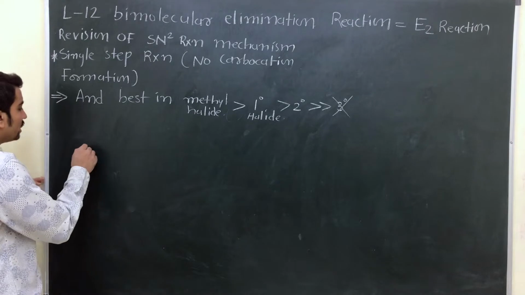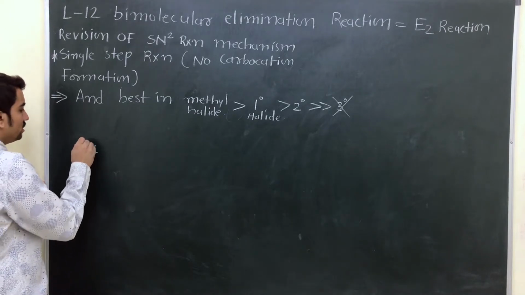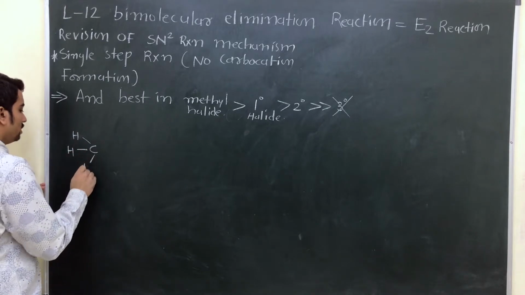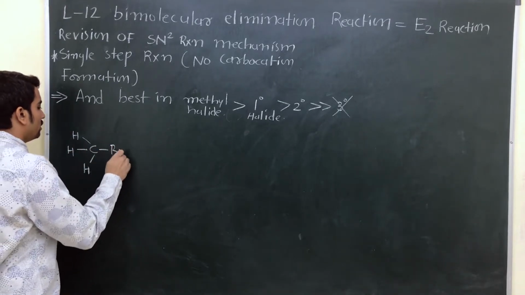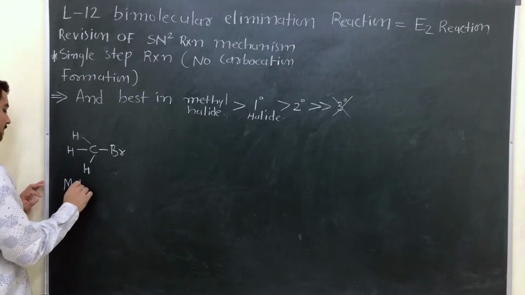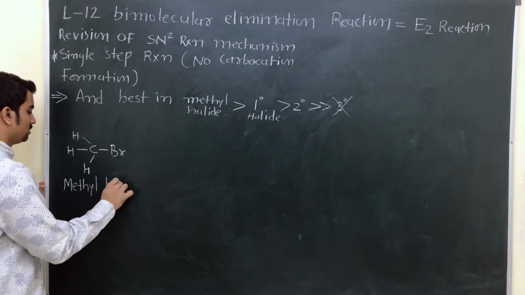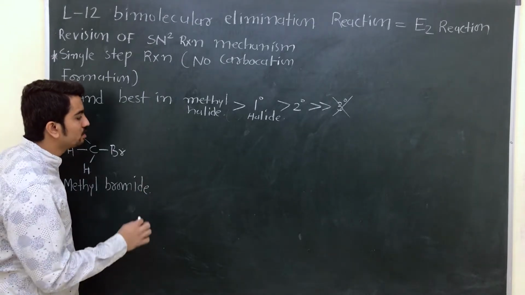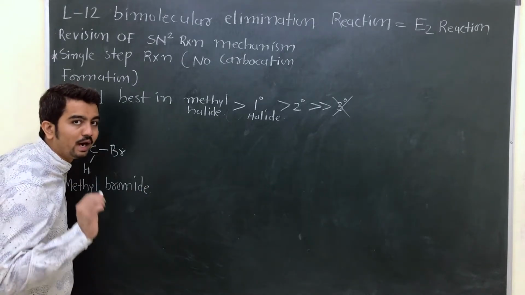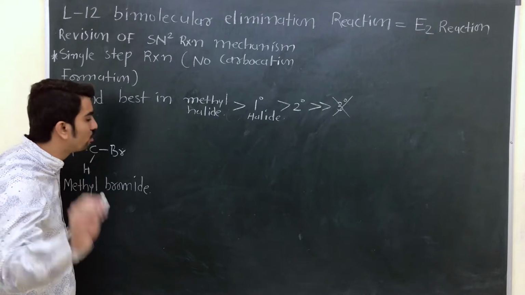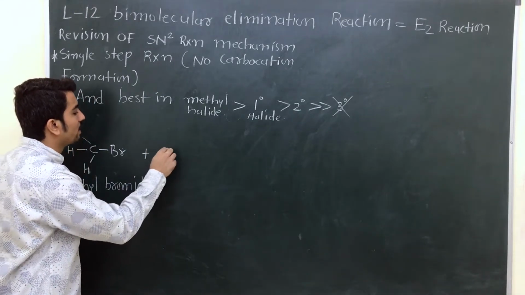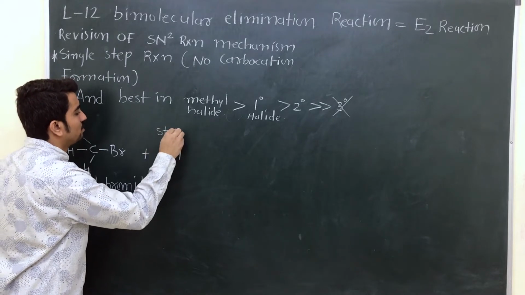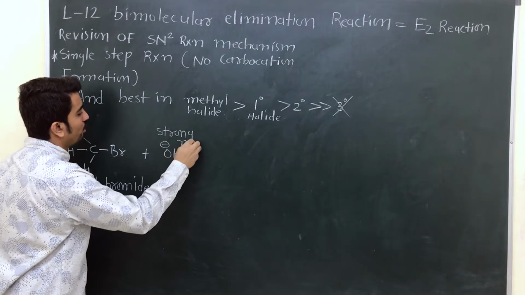We are going to consider methyl bromide. Clear? I need a very strong nucleophile. So here I am considering OH minus, a strong nucleophile.